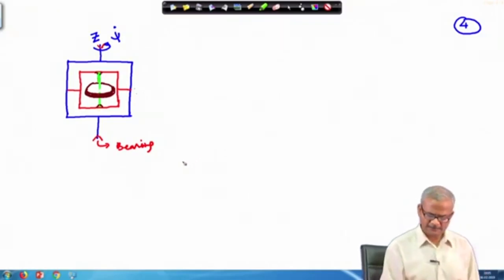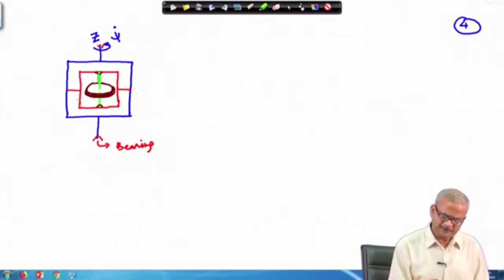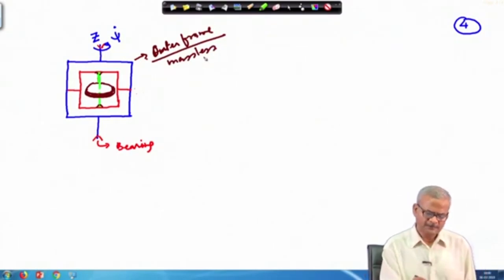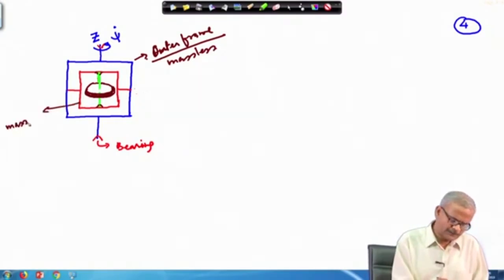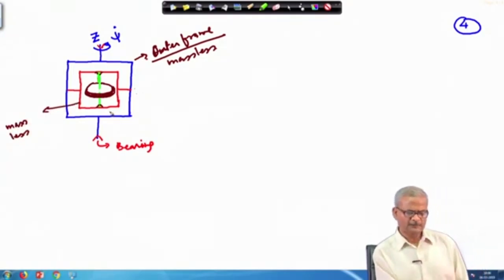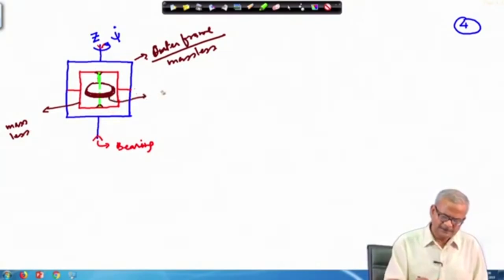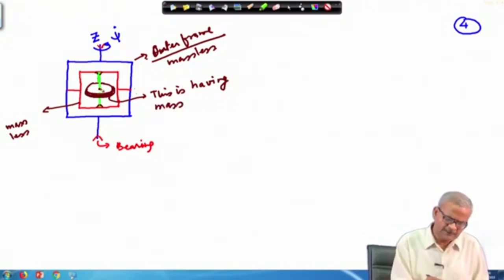What we have discussed earlier about the torque, this gyroscope simulates the same motion. How? This frame, the outer frame, we assume to be massless, so the associated moment of inertia will not be present. Similarly, this hoop also we assume to be massless, and therefore the associated moment of inertia will not be present. This is having mass, and it is rotating about this axis.